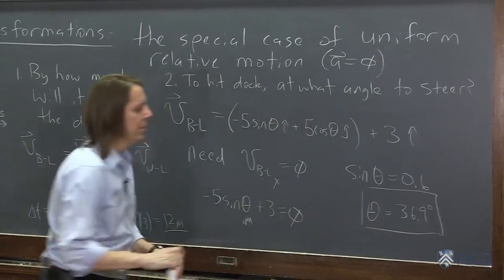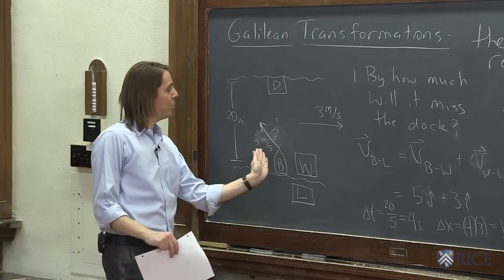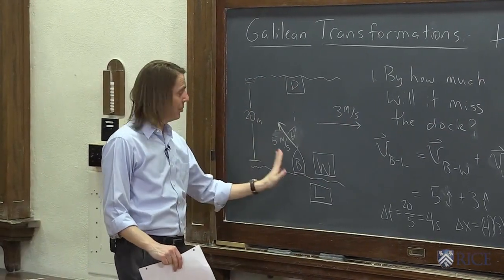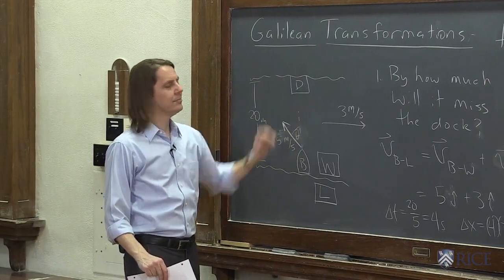So if the captain takes off at 36.9 degrees to the normal, it won't go along a curve and get swept back. The boat will be tilted and it'll just go north, straight like that, and hit the dock.